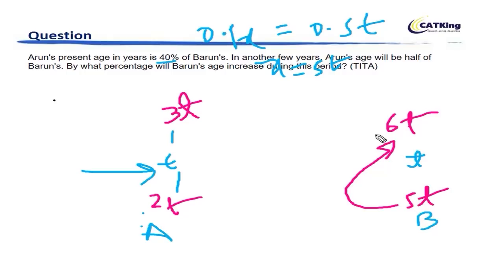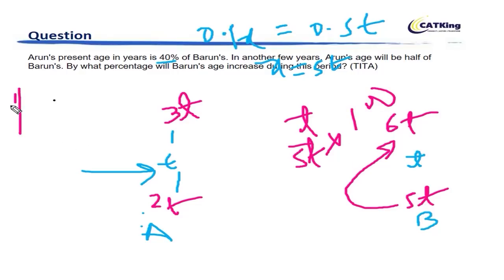So from 5t it moves to 6t, so the change will be final value minus initial value upon initial value into 100. That's the formula. What's the formula for percentage change? Percentage change will be final value minus initial value upon initial value into 100, right?